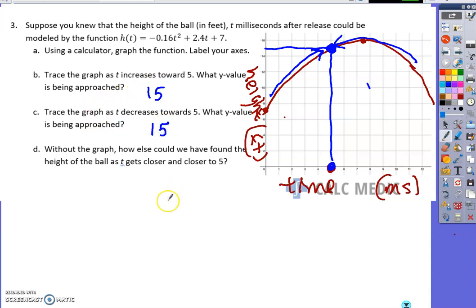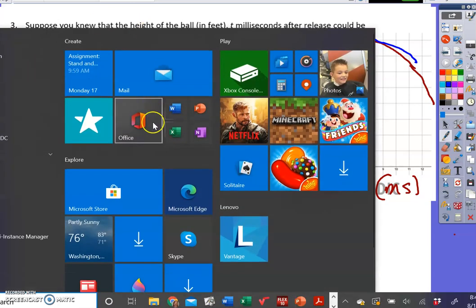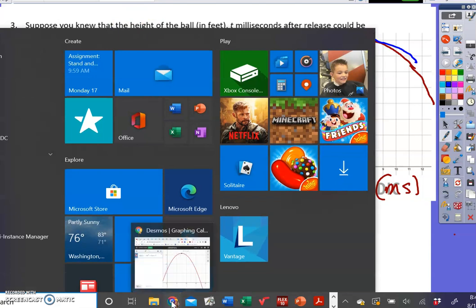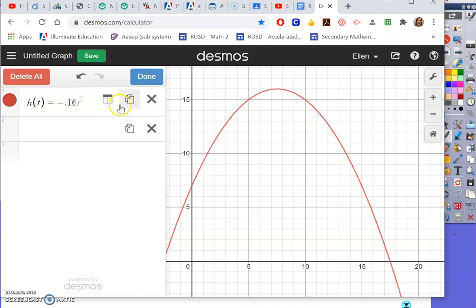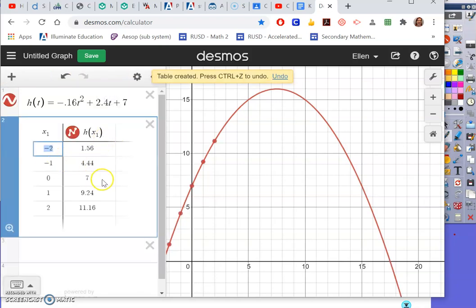Without the graph, how else could we have found the height of the ball as it gets closer and closer to 5, knowing the equation? One of the really cool things, and this is probably cooler on your calculator, is I can make a table. With Desmos, I make a table really simply. If I click on this and go into settings, one of the things it says is convert to table. And then it makes a table underneath.